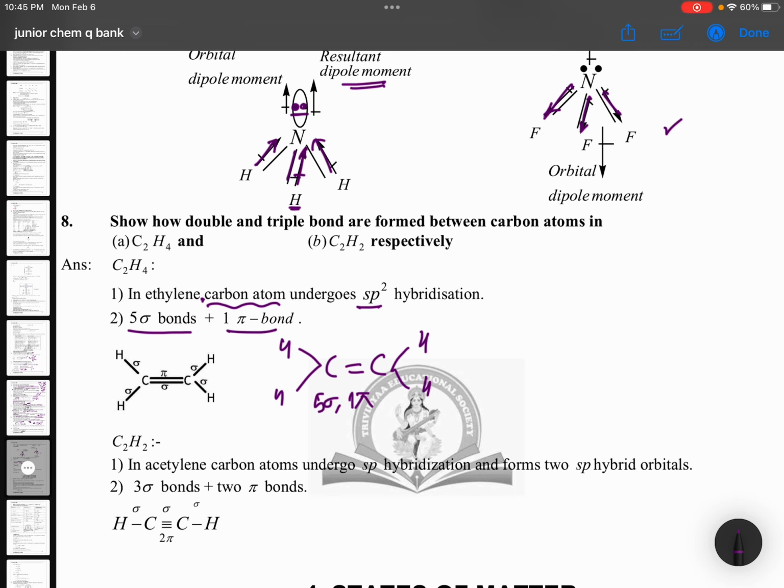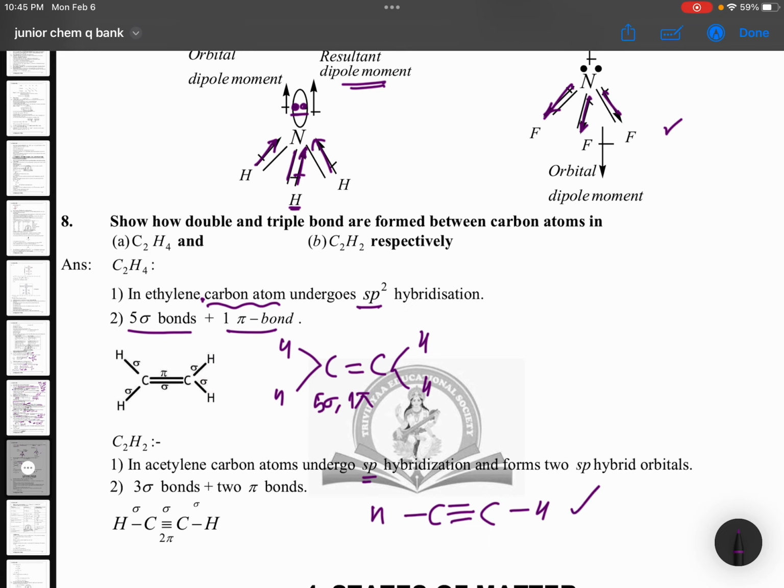In case of C2H2, there will be sp hybridization. It will have a structure like this. Got it? So these are the important short answer questions. If you write this information, that is enough for 4 marks.